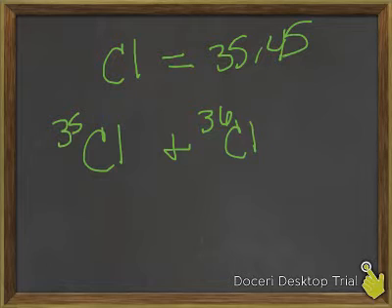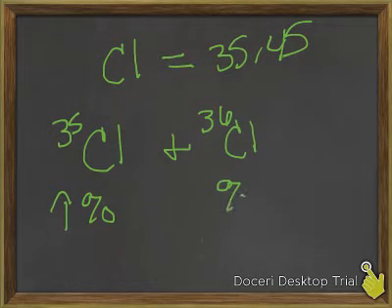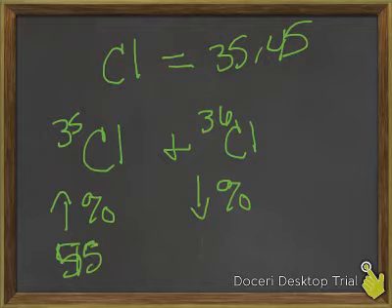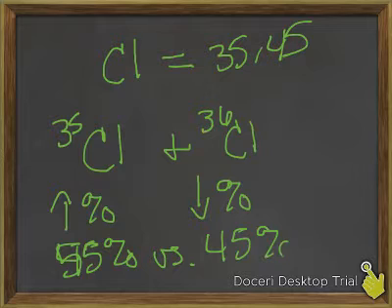Chlorine 35 is going to have a bigger percentage because 35.45 is closer to 35, right? So that means chlorine 36 is going to have a smaller percentage, but are they going to be that far off from one another? No. If I had to guess, I'd say it's probably in the ballpark of 55% versus 45%. We could do the math, but if I was just guessing, 35.45 is going to be a little bit greater than 50%, a little bit less than 50%. So in the ballpark.